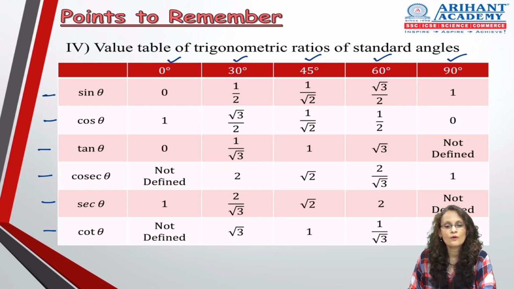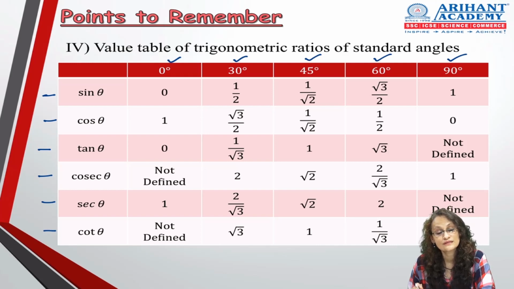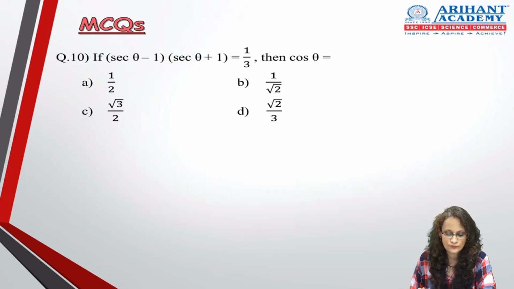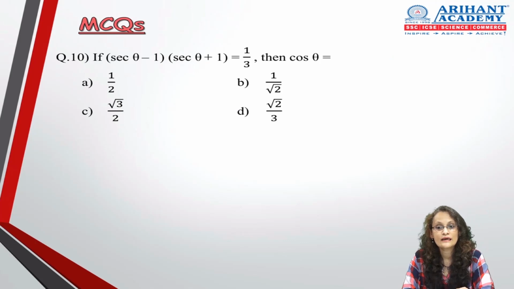Now, how are we going to have sums based on this table? MCQ आ सकता है क्या? You may have your doubt. Yes, there can be MCQ based on this table also. So let me take you to the MCQ. Now see the 10th one. If in one bracket you have sec theta minus 1, in the second bracket sec theta plus 1 is equal to 1 upon 3, then cos theta is equal to how much?